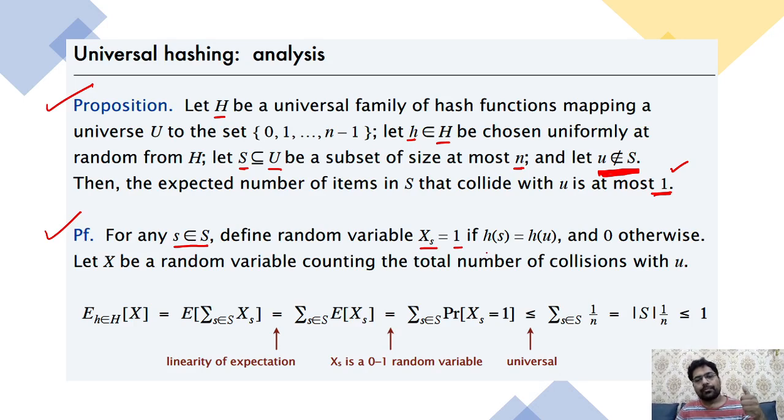Xs, the capital X of s, means we are just randomly picking one element or one variable. It is 1 if h of s and h of u are at the same position. Otherwise, it is set to 0. Let X be a random variable counting the total number of collisions with u. Any random variable we are picking, as it is already being captured by you, we just want to verify.